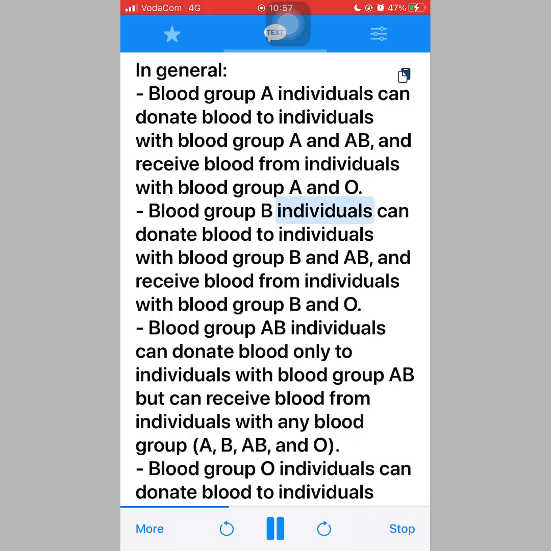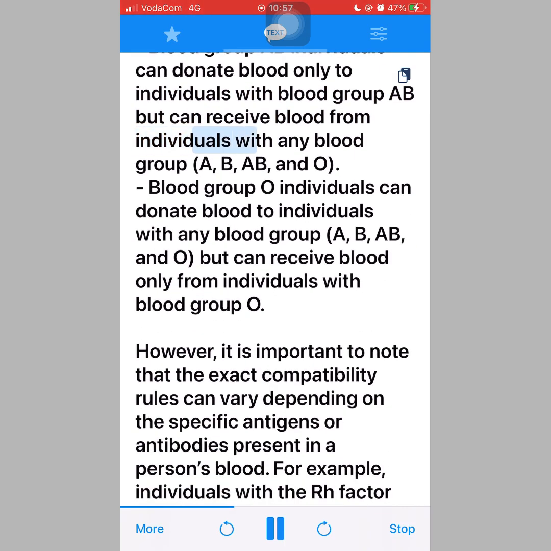Blood group B individuals can donate blood to individuals with blood group B and AB, and receive blood from individuals with blood group B and O. Blood group AB individuals can donate blood only to individuals with blood group AB but can receive blood from individuals with any blood group: A, B, AB, and O.